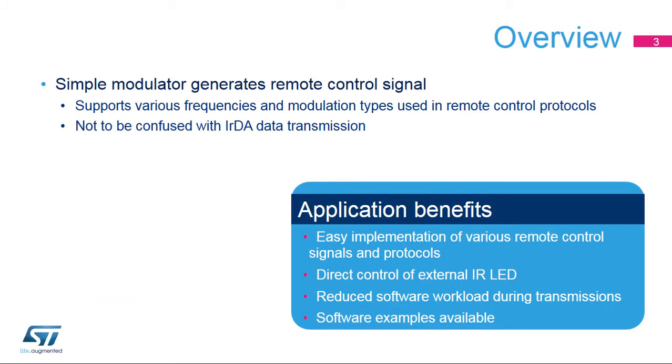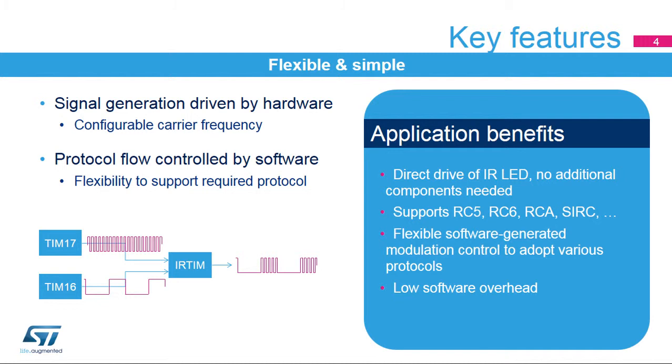The infrared timer peripheral facilitates the generation of infrared remote control protocols used in many consumer devices such as TV sets, audio systems, air conditioning units, etc. The infrared timer provides a simple modulator to generate the remote control signal using timers 16 and 17 to generate the carrier frequency and modulation signal. The user can configure a wide range of carrier frequencies and modulations to facilitate the implementation of any remote control protocol. The infrared timer provides hardware support to generate remote control signals.